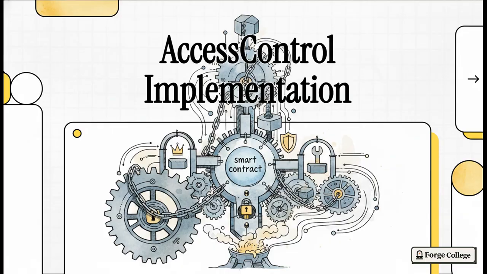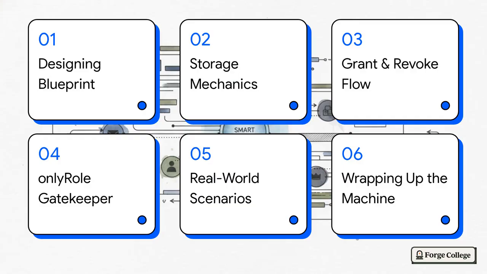Let's get into it. Okay, let's dive into this. Here is the master schematic we're assembling today. We'll be covering designing the blueprint, storage layout and mechanics, the grant and revoke workflows, building the onlyRole gatekeeper, real-world access scenarios, and finally, wrapping up the machine.